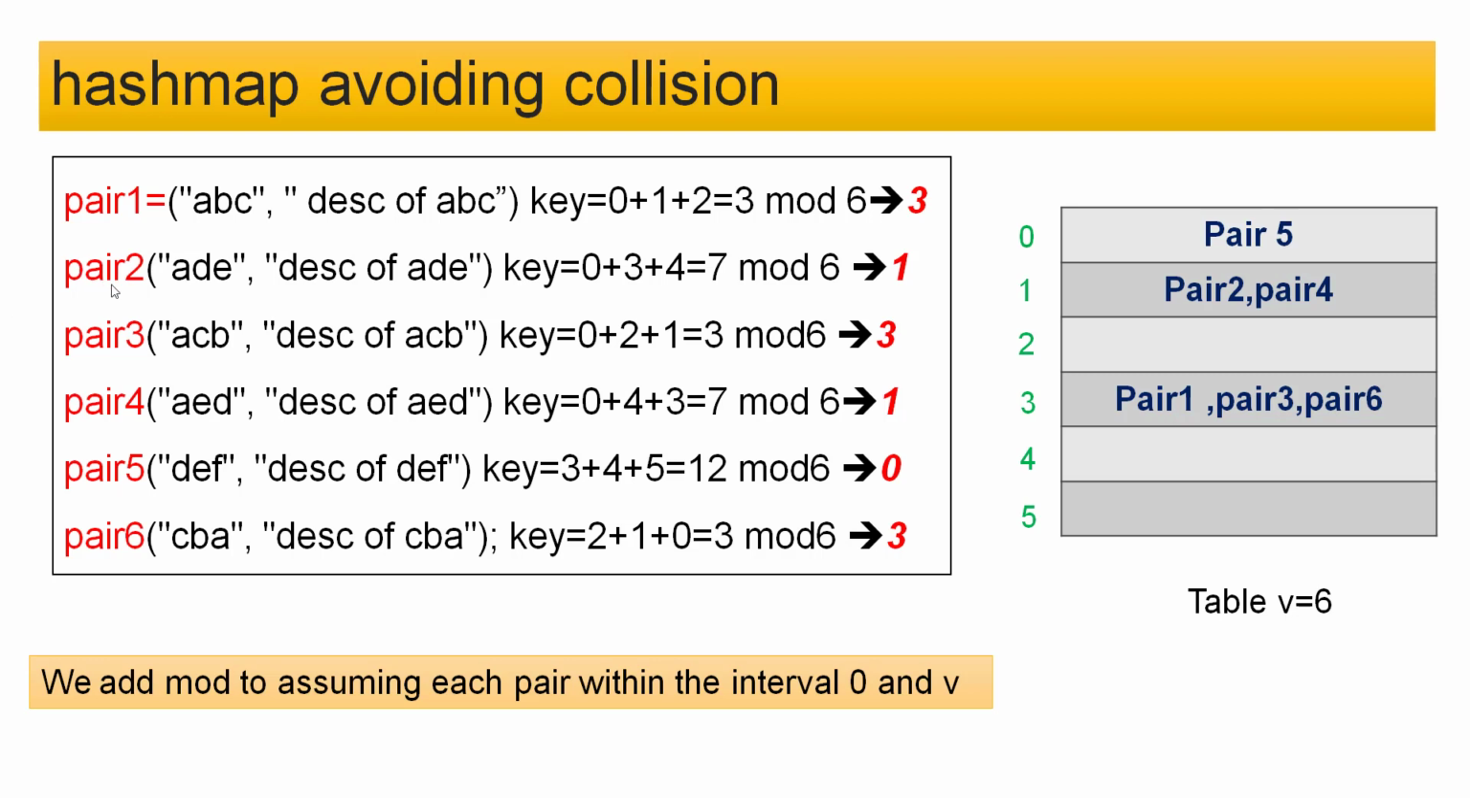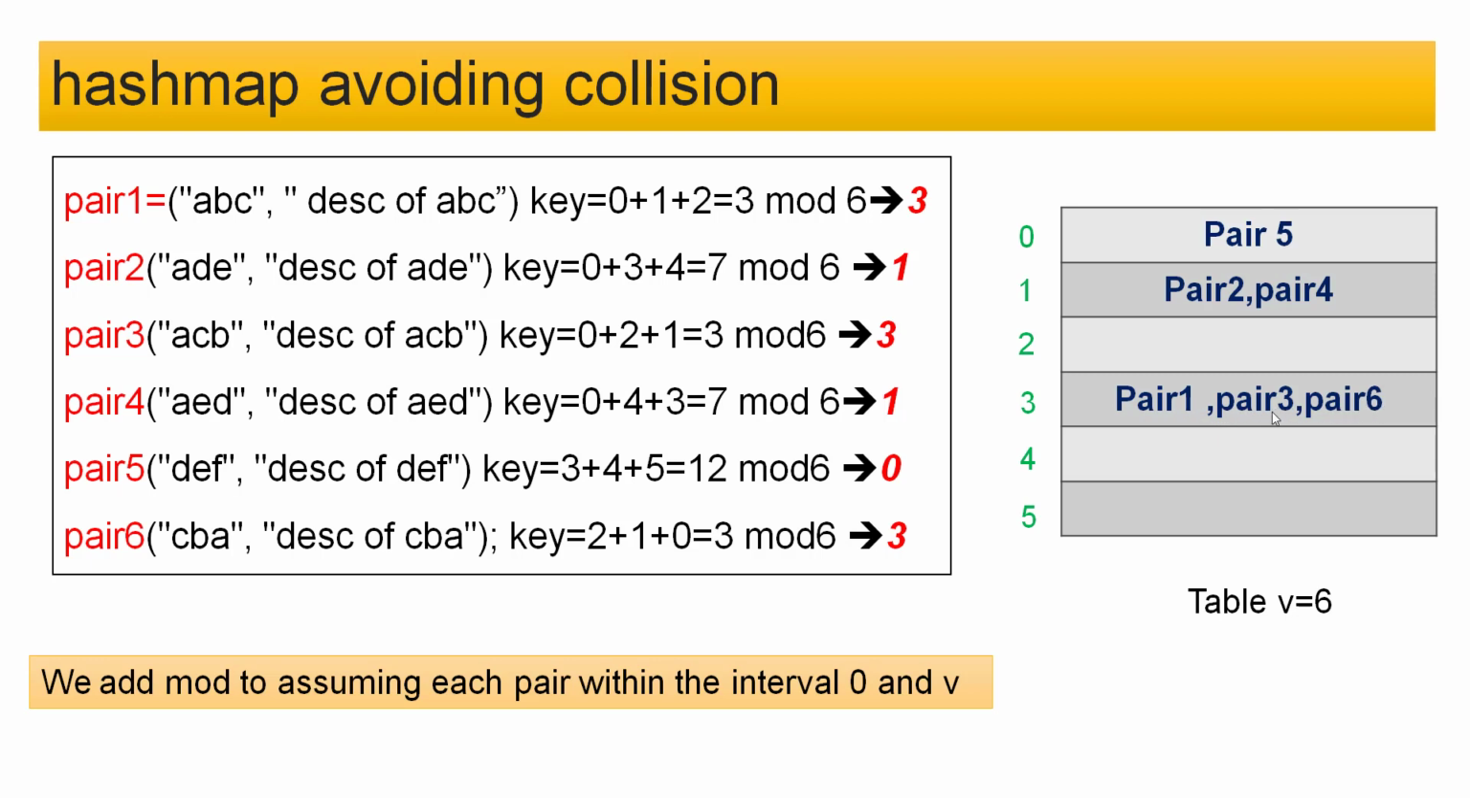Pair 2: the K equals 7, 7 mod 6 equals 1. So we put pair 2 in the first row of the table. Pair 3: K equals 3, 3 mod 6 equals 3. So as we see, this is pair 3. Here we have a collision, because first we have pair 1, and then pair 3, and also pair 6.